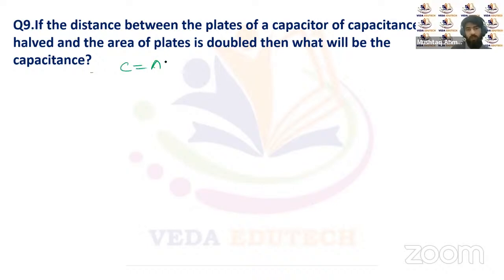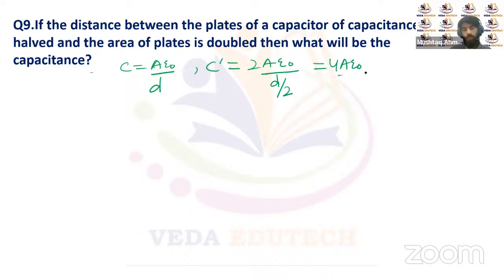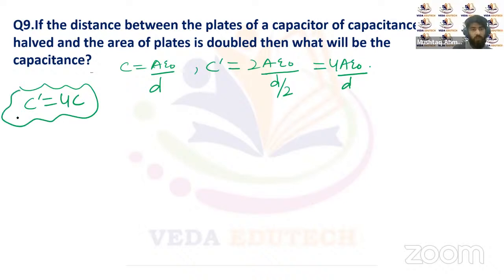The capacitance is A epsilon naught over D. Now the new area has been doubled, it will be 2A epsilon naught, and the distance has been halved. It will be equal to 4 times A epsilon naught over D. So this will be the new capacitance for the capacitor, that's 4A epsilon naught over D. It means the new capacitance will become 4 times the initial capacitance.